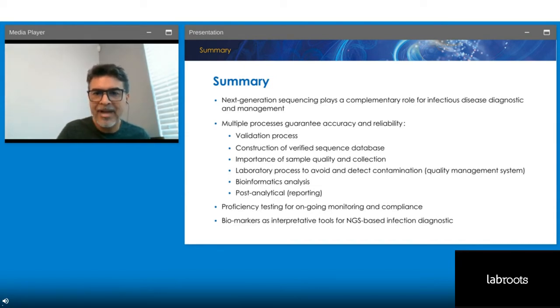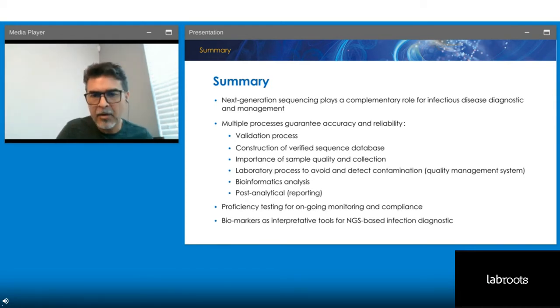Laboratory processes to avoid and detect contamination are part of the quality management system and are also critical to be able to keep the high quality. For bioinformatic analysis, we have to have a pipeline that is automated and is able to identify any deviation of quality control and also any errors. And for the post-analytical reporting, it is always important to have a human factor to review results and try to identify variation that the automated systems are not able to. Proficiency testing is also critical to make sure that the process continues as we intended, as part of a clinical implementation in a CLIA certified laboratory.